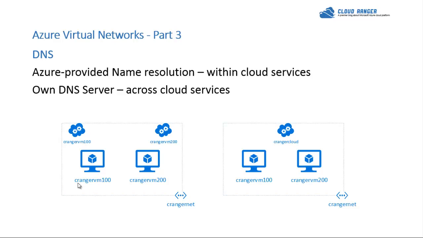This is the first one I'll do. I'll create CRanger VM 100 and 200, and I'll keep the same cloud service name for both of them, but there will be two cloud services. What we will see is that these two will not be able to look each other up based on their host name, because the Azure provided name resolution is not going to work in this scenario. So let me get into our management portal and create two virtual machines.